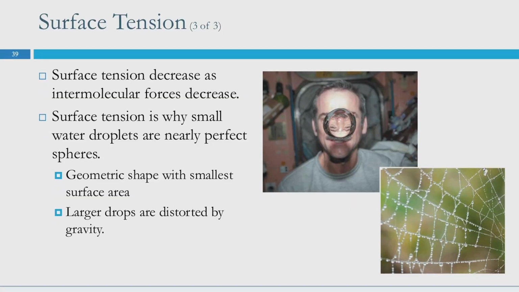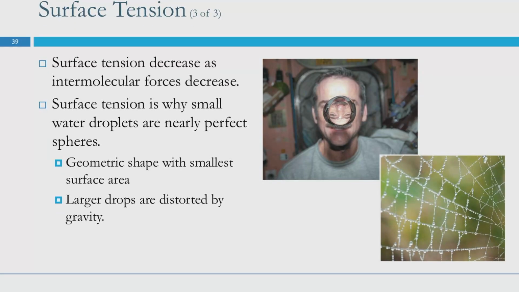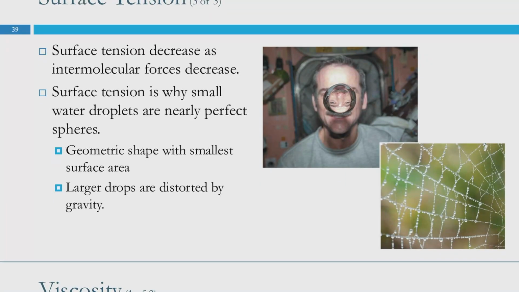like in these pictures. So the upper one, somebody on the International Space Station with a water drop out in space. You can get really big water drops because there's not as much gravity, at least, and also these water drops that form on this spider web. If you try to do this on the International Space Station with gasoline, for example, which has really weak intermolecular forces, it would probably just go everywhere, and then you'd be in trouble.